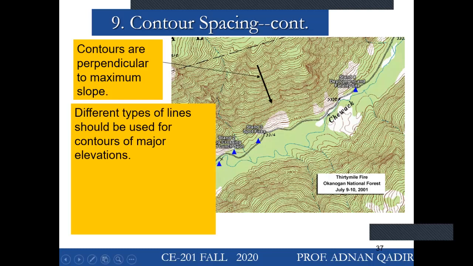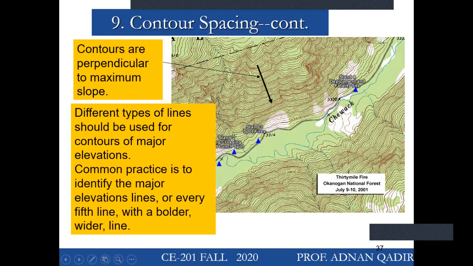So different types of lines may be used for major contour elevations. Every 5 lines, they use a dark brown color. It is common practice to identify the major elevation lines, or every 5th line, with a bolder line. So you can see the label on every 5th line. Every 5th line is darker.